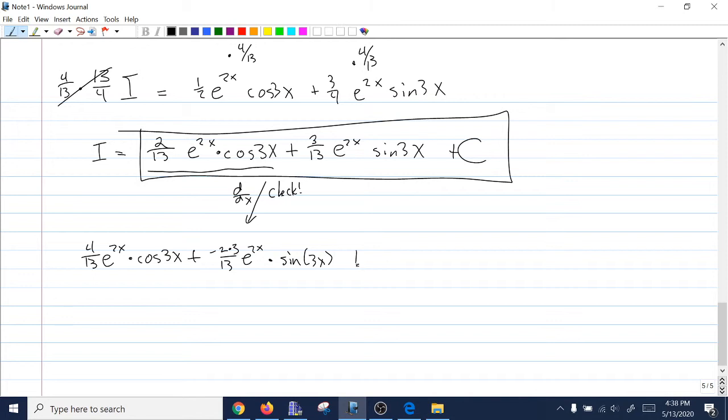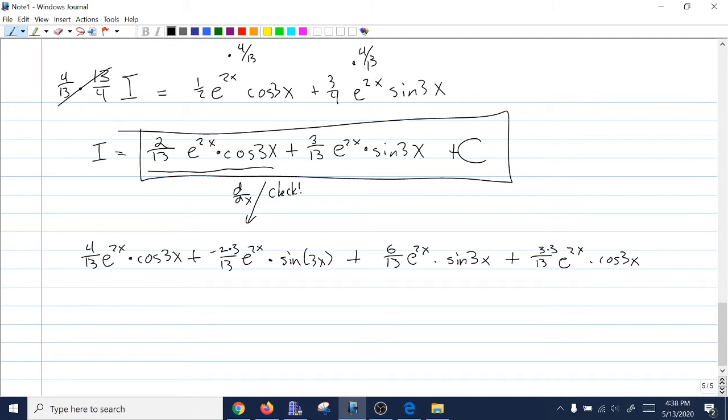Cool. Plus, this is also a product, needs the product rule. Derivative of the first, derivative of 3/13 e to the 2x is going to be 6 over 13 e to the 2x times, leave the second part alone, sine 3x, plus, leave the first part alone, 3 over 13 e to the 2x times, what's the derivative of sine 3x? It's cosine 3x times 3.